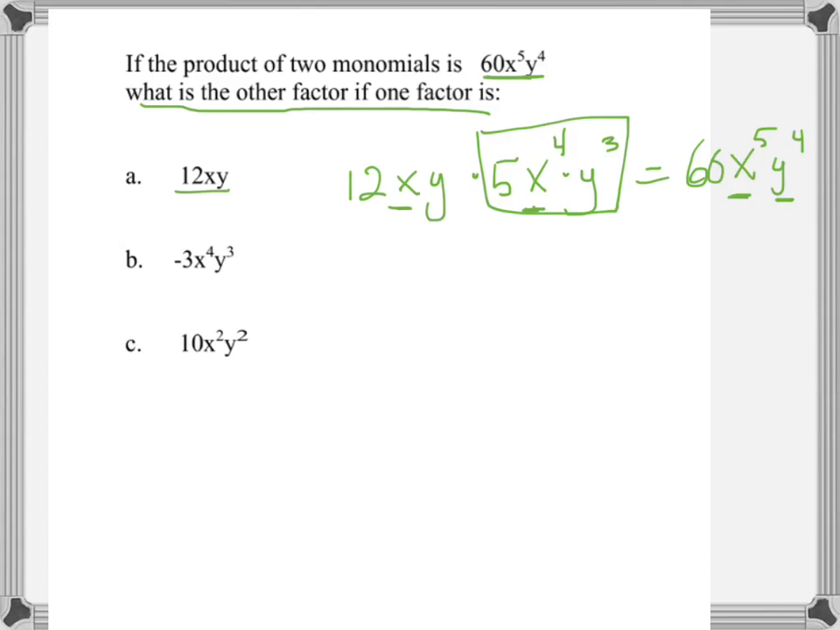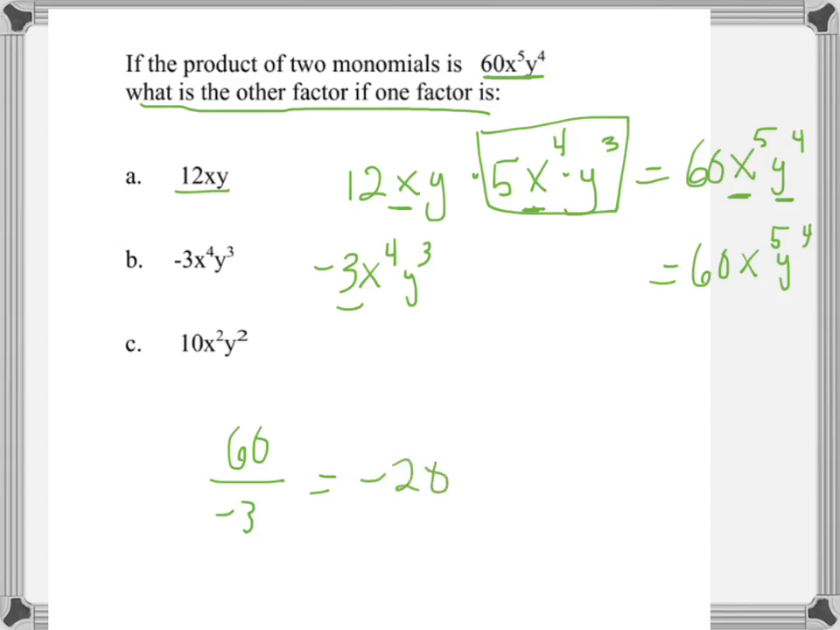Okay, so the answer is 5x to the 4th, y to the 3rd. Okay, what would I need to multiply this by in order to result in this monomial? Okay, -3 times, another way of looking at it is 60 divided by -3 gets you the missing coefficient there. That gets you -20, so the other number would have to be -20, because -3 times -20 is positive 60.